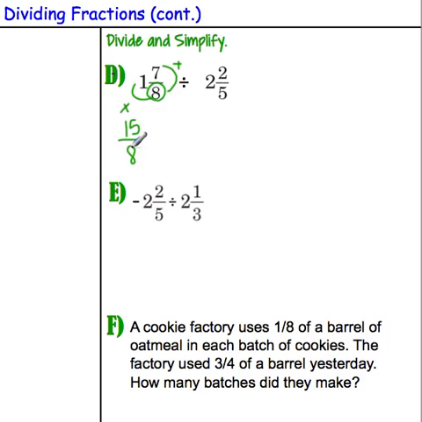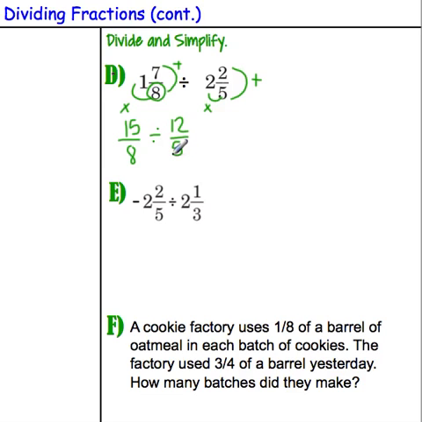And then I'm going to do the same thing with 2 2/5. 2 times 5 is 10, plus 2 is 12, so we get 12 fifths.